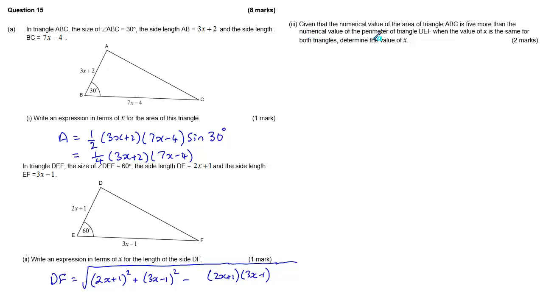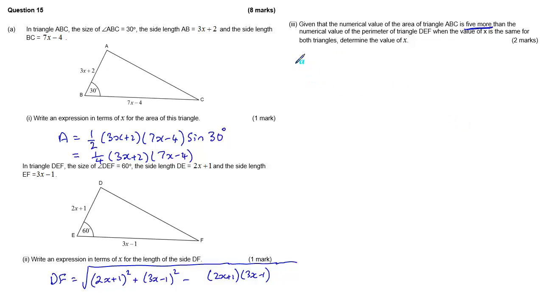Given that the numerical value of the area of the triangle ABC is 5 more, and note that is 5 more, not 5 times more, than the numerical value of the perimeter of the triangle DEF, when the value of x is the same for both triangles, determine the value of x.